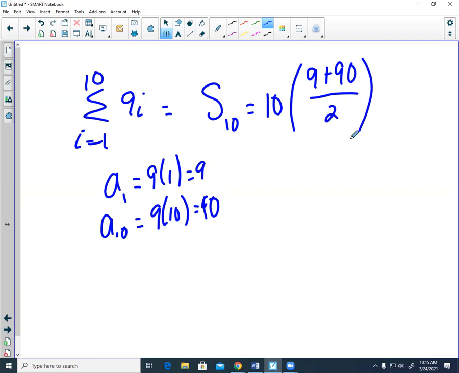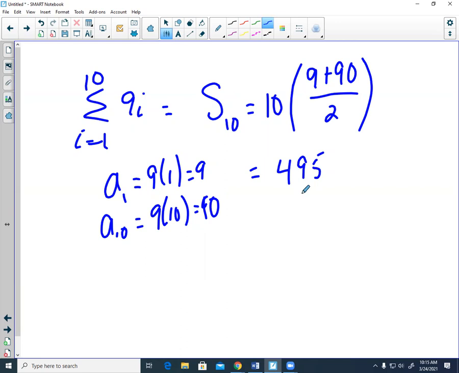So now this is going to be the same thing as 99 over 2, which is 49 and a half. Times 10 is going to be 495. Nice job, guys. Let's go. So 9 plus 90 is 99, over 2 is 49 and a half, and then you multiply that by 10 to get 495.